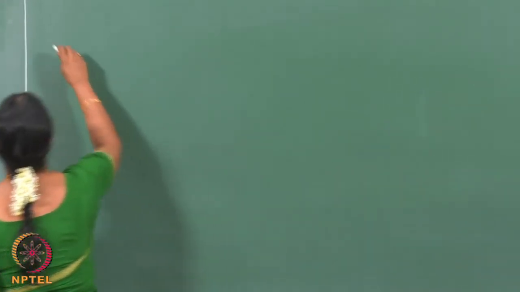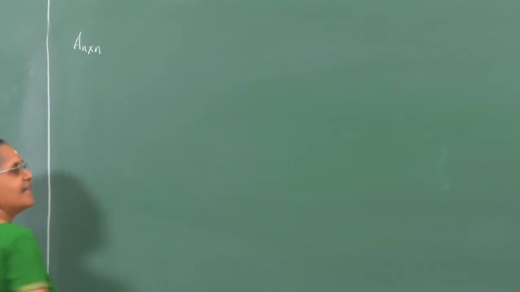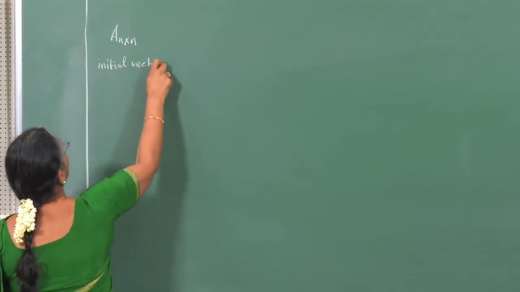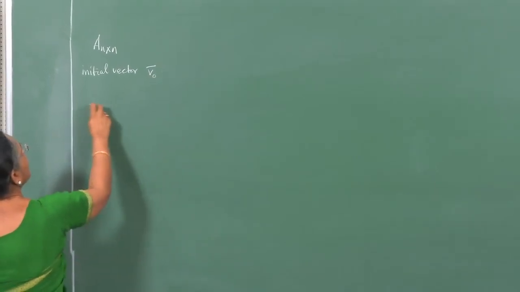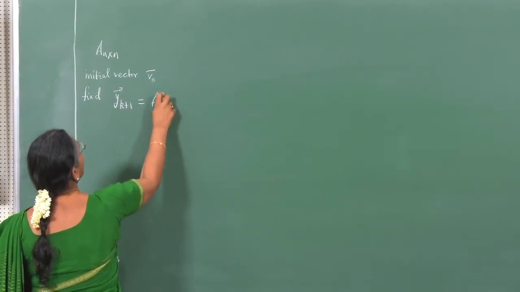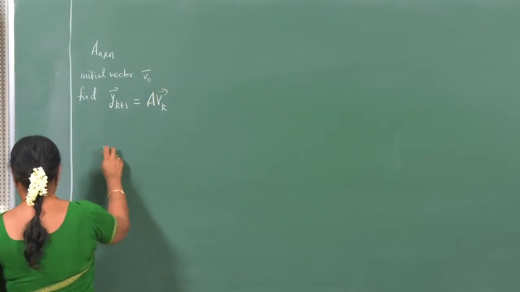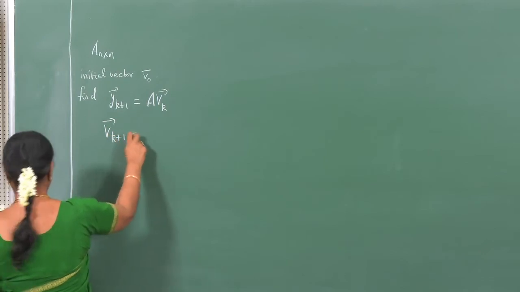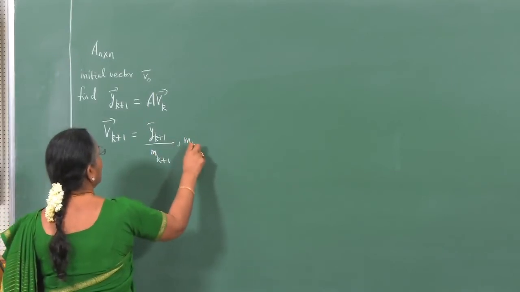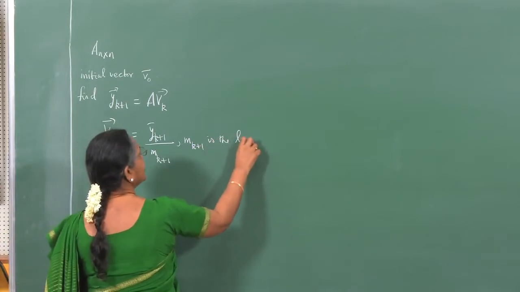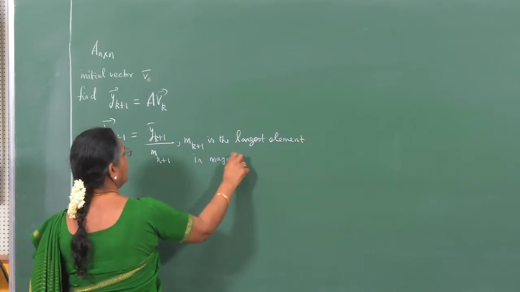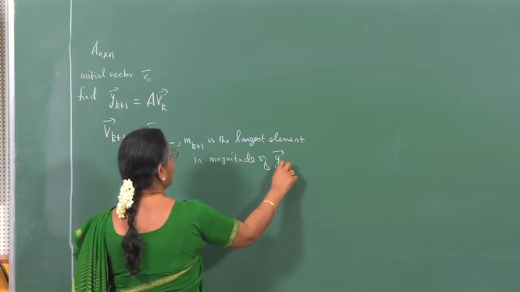So, we said that if you are given a square matrix, say an n cross n matrix, we start with an initial vector, which we call V naught, and we find the vectors y k plus 1, which are A v k, and the next vector v k plus 1 will be the vector y k plus 1 by m k plus 1, where m k plus 1 is the largest element in magnitude in the y k plus 1 vector.